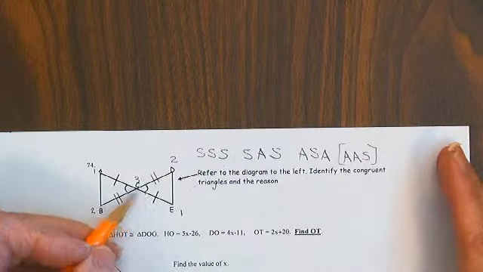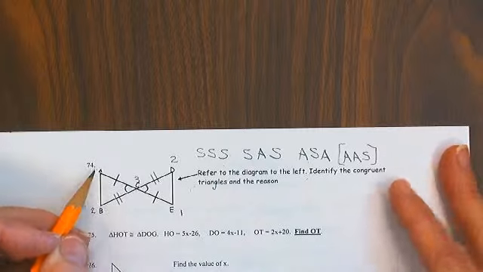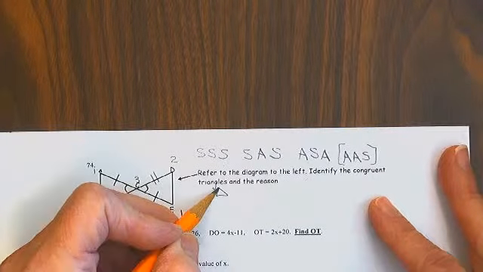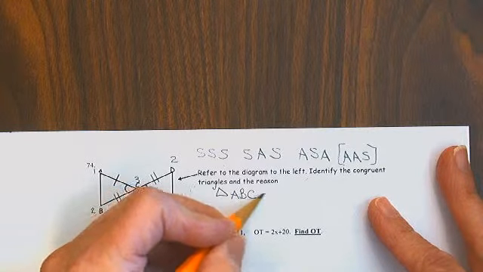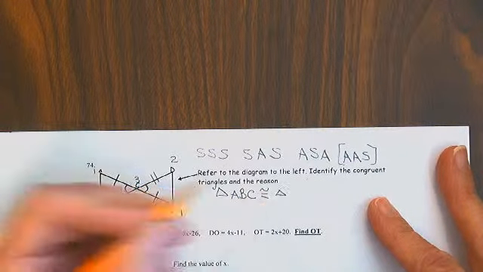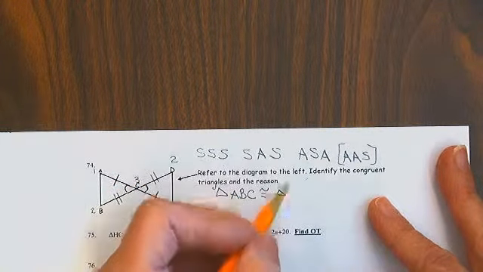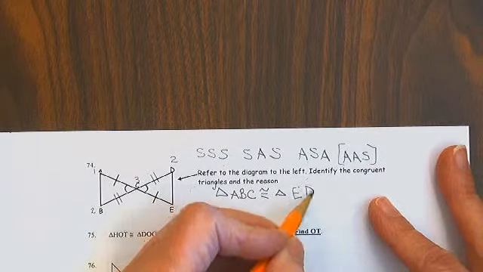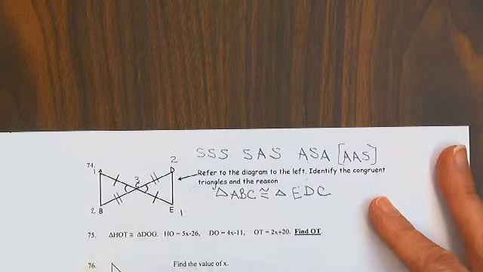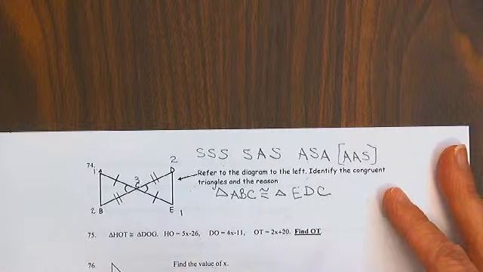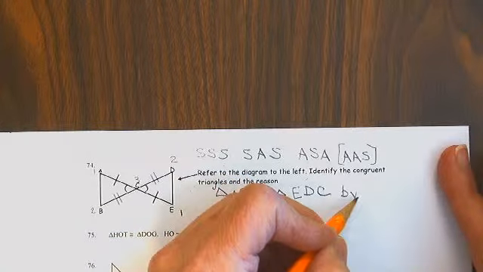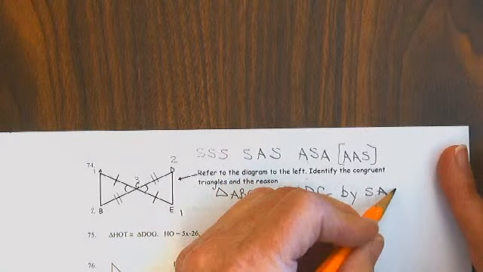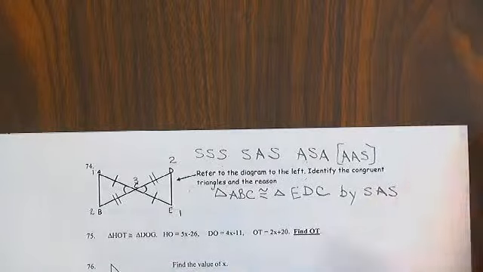Yes, they are vertical angles, therefore they are congruent, therefore triangle ABC is congruent to triangle EDC by what? By side, angle, side. Good.